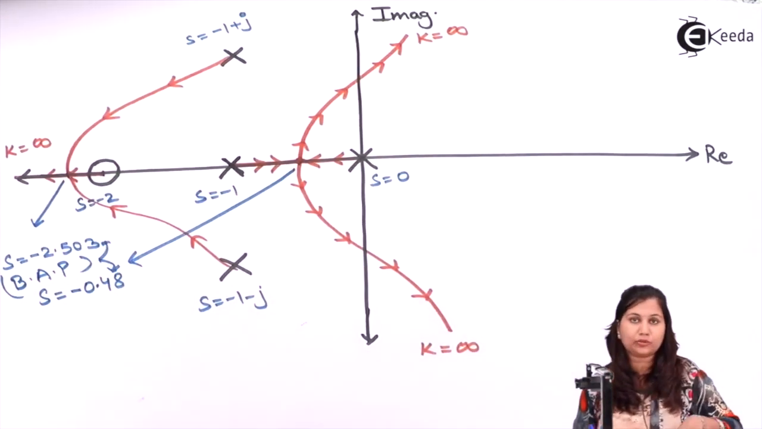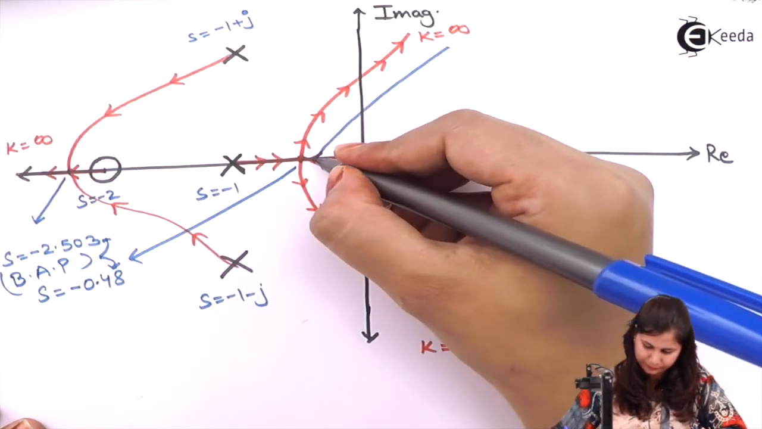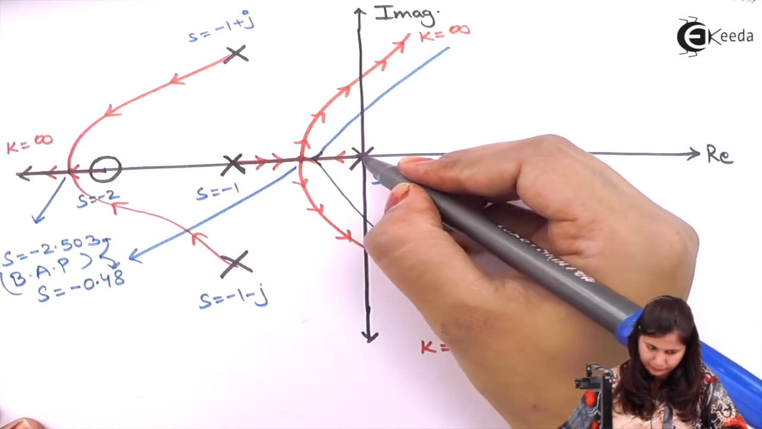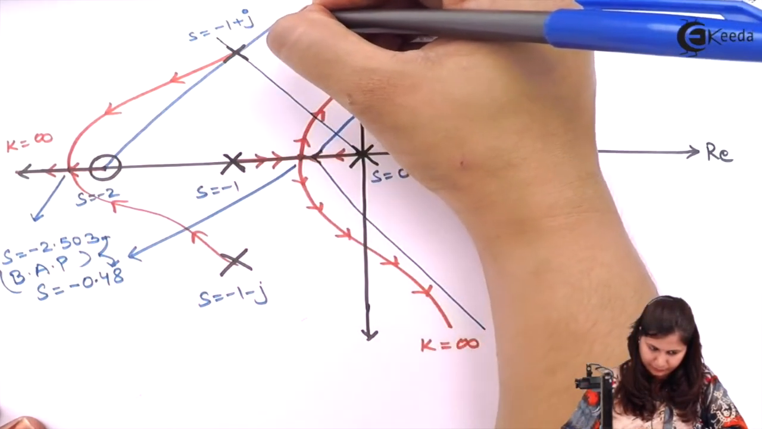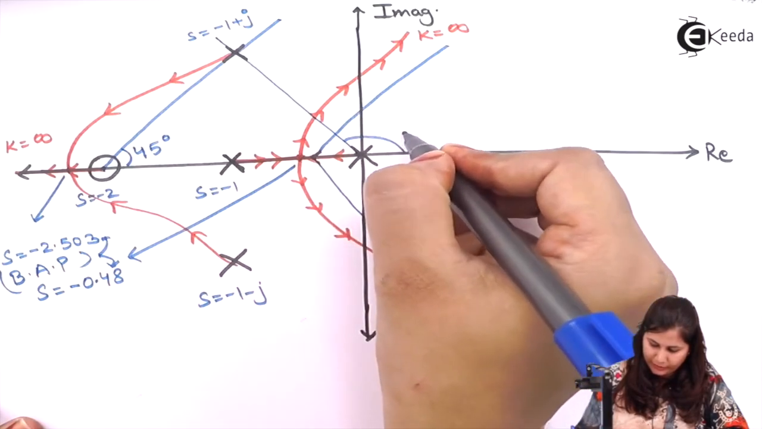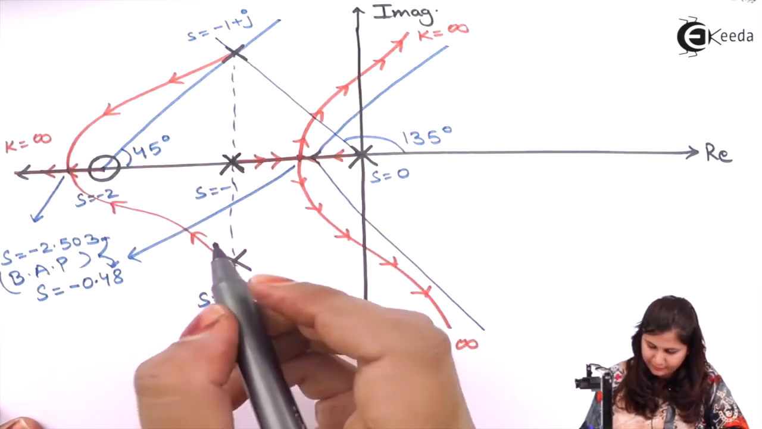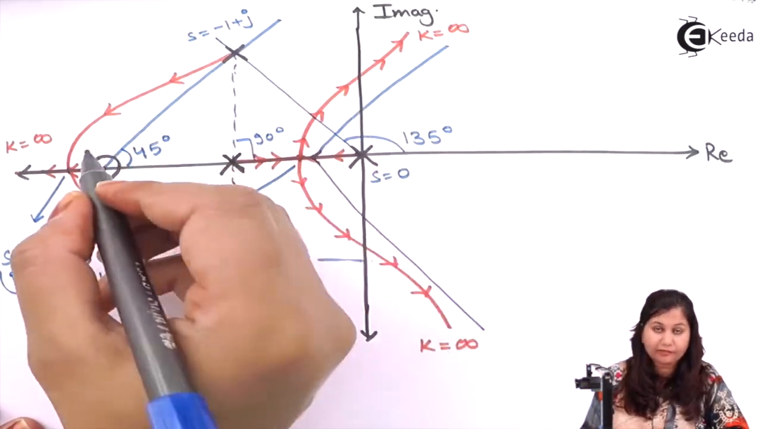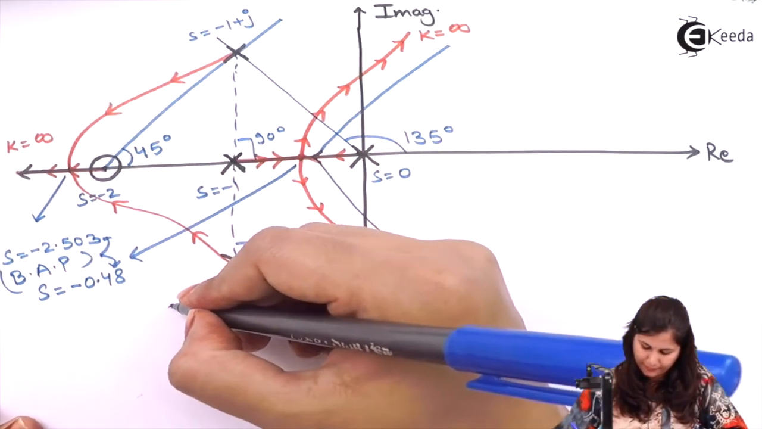Now, our next step will be to draw the asymptotes. For this, we have the asymptotes. These are the angles which we have obtained of the asymptotes: 45 degrees, this was 135 degrees, and this was 90 degrees. This was 90, and 135 and 45 degrees. So we have 1, 2, 3, and this is our fourth asymptote. They are meeting here.